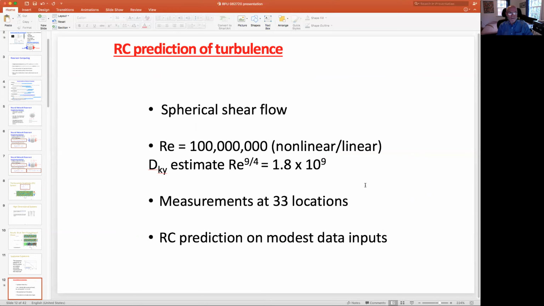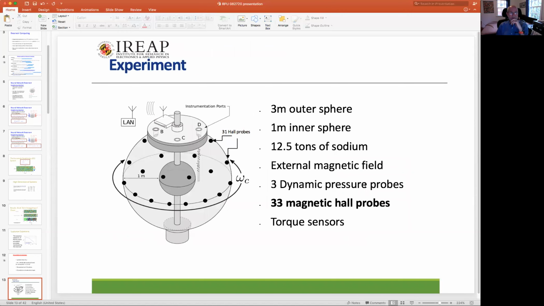This laboratory experiment is simulating spherical Couette flow. There's an outer sphere, a liquid in between an outer and inner sphere, and the two spheres rotate independently. The Reynolds number for this system is on the order of 100 million, so a strongly nonlinear system. We measure time series of the magnetic field at 33 locations. This is a liquid metal experiment, and the magnetic field is participating in the turbulent dynamics. Then we do a reservoir prediction on that 33-vector of input data. So it's a real physical system.